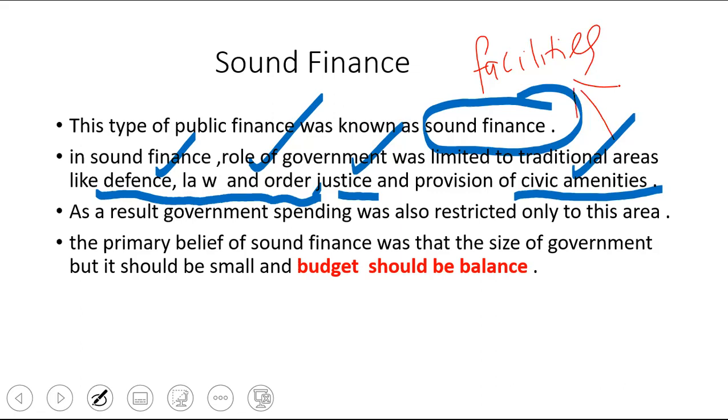So the government has only this much role. If violence takes place, if a riot takes place, naturally people will not manage it. That will be managed by the police. Defense will be managed by the government. Civic facilities, providing water supply, providing electricity, all this will be managed by the government. But economic activity will be managed by the private sector.